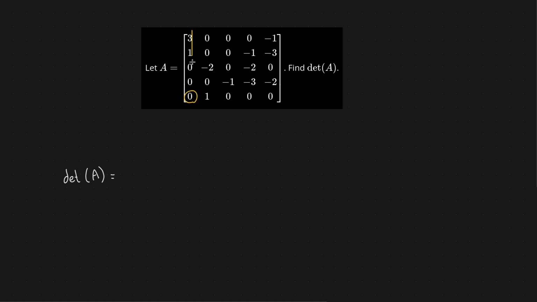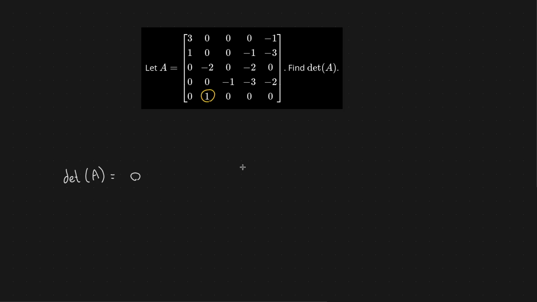So 0 times the determinant of what's left. I don't really care about the determinant of what's left. I don't need to calculate that. Okay, that's a hideous 4 by 4 determinant, but I could skip it because whatever I get there, it's being multiplied by 0. Okay, so I'll just get 0.